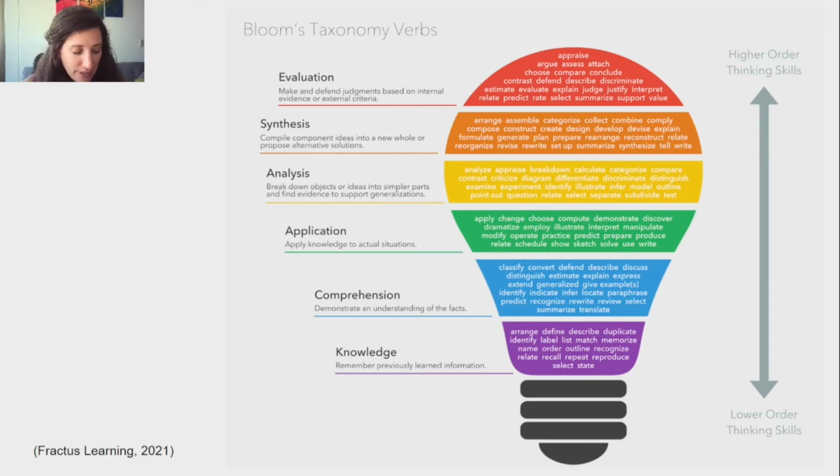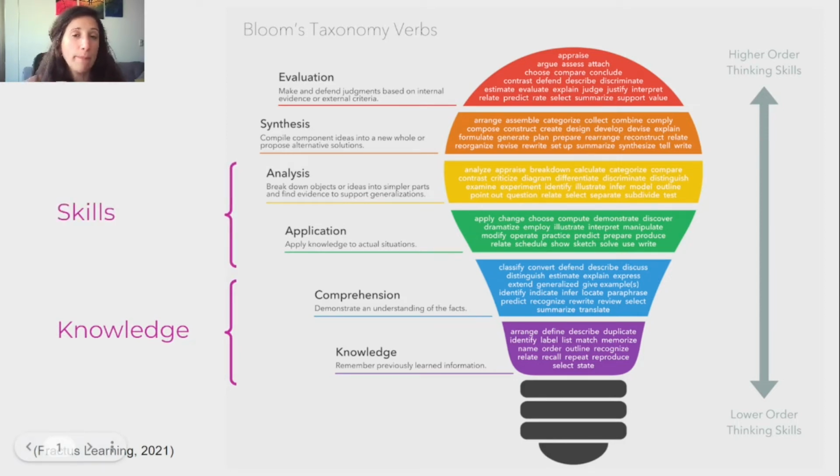So this means we first need to have this knowledge before we can start to synthesize and evaluate. In other terms, we need to have our knowledge, which is knowledge and comprehension. Then we can start to build, start to practice and refine our skill sets to then help us to build and form our abilities.